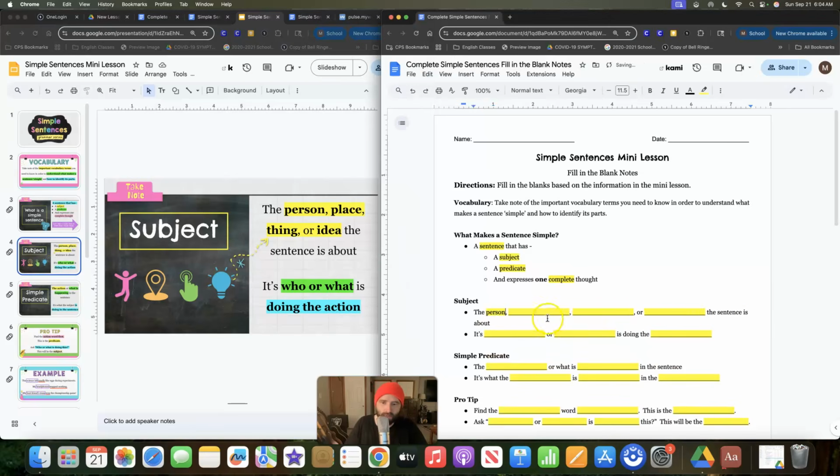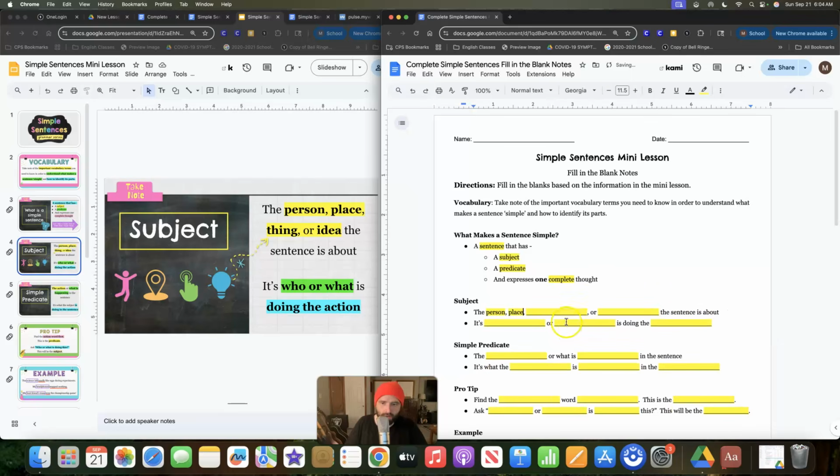Yes, I still want you to type out person, place, thing, or idea. The biggest things I want you to take away from our parts of speech are nouns and verbs. I'd like you to know all of them, but you definitely need to know nouns and verbs for the things that we are doing. So a subject is who, and a subject is just a noun. So who or what is doing the action.